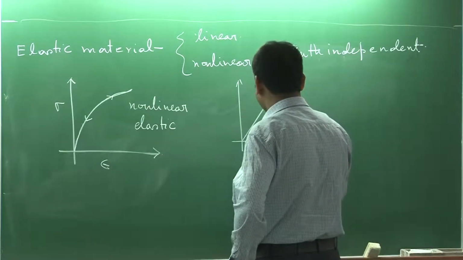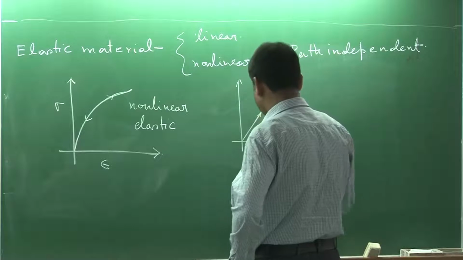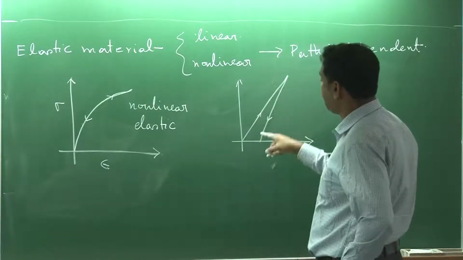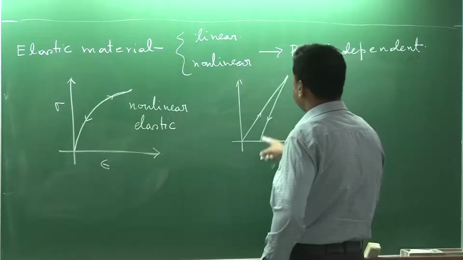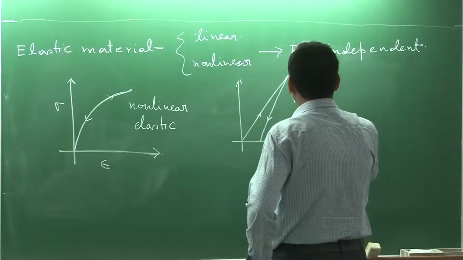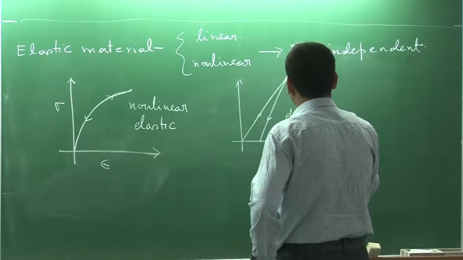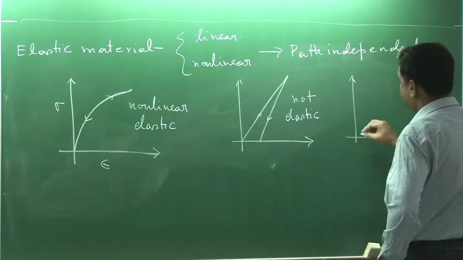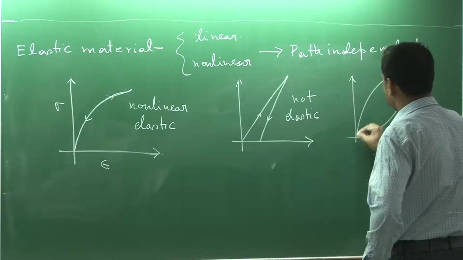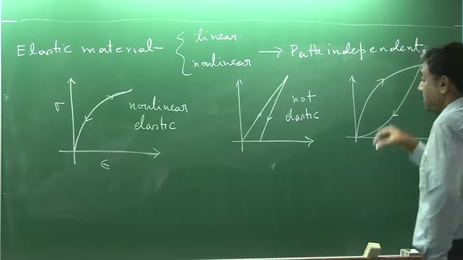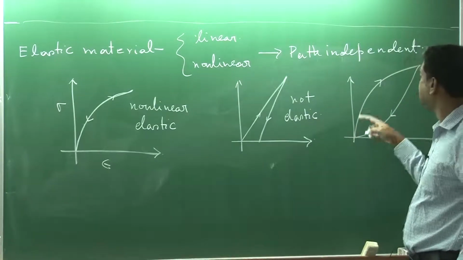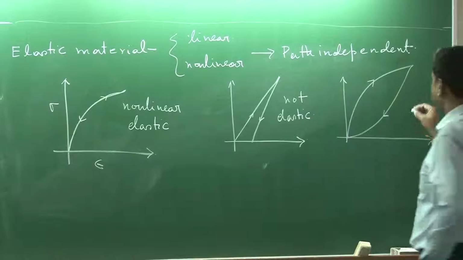However, this one is not elastic, because the loading and unloading paths are different. This is the loading path, this is the unloading path, this is not elastic. Is this elastic? Although there is no residual deformation and it is coming back to the original configuration, it is following a different path, so it is not elastic.